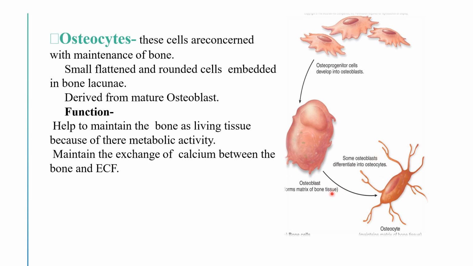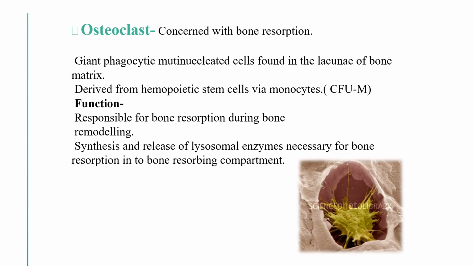These cells' function is to maintain the bone as living tissue because of their metabolic activity, and it helps in maintaining the exchange of calcium between the bone and extracellular fluid. And osteoclasts are concerned with bone resorption. Okay, so absorption of calcium into bone, and resorption is, from the bone, the calcium is being again taken back into the extracellular fluid, that is resorption.